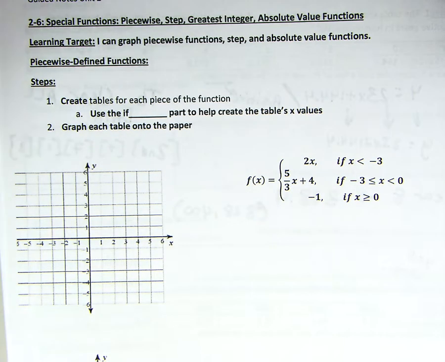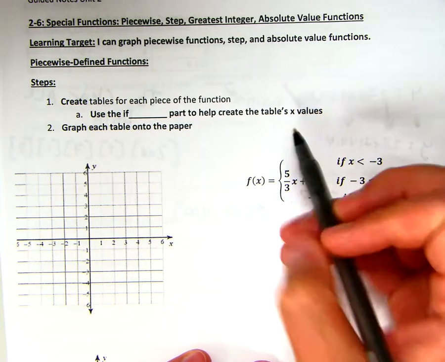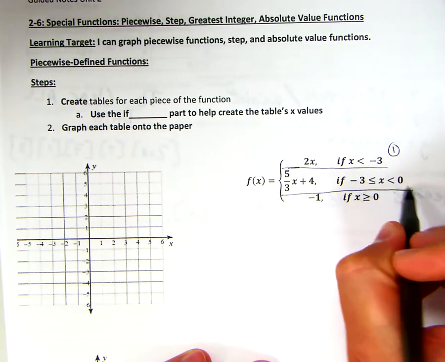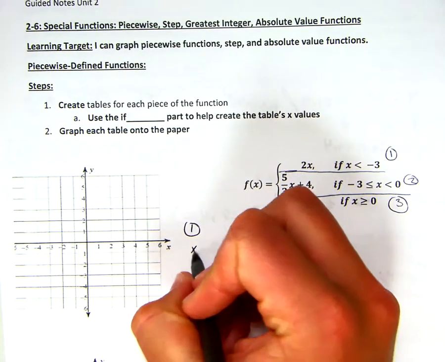So let me show you what those steps mean. Here, there are three functions. There is this one, and this one, and this one. All right. So my first table I'm going to make is an xy table.